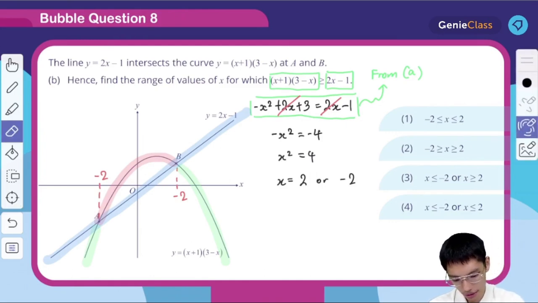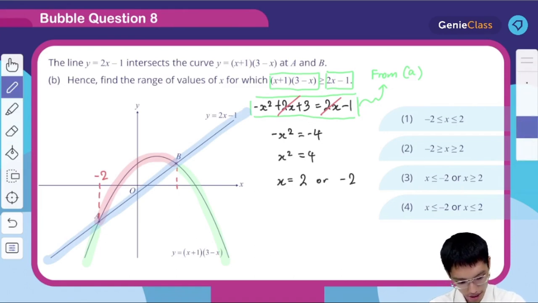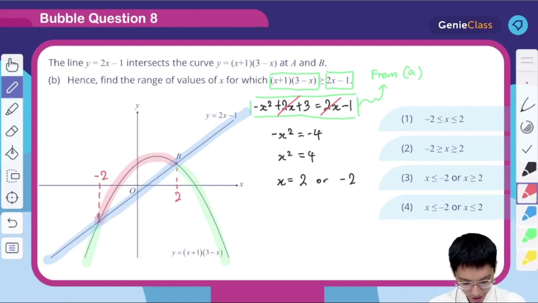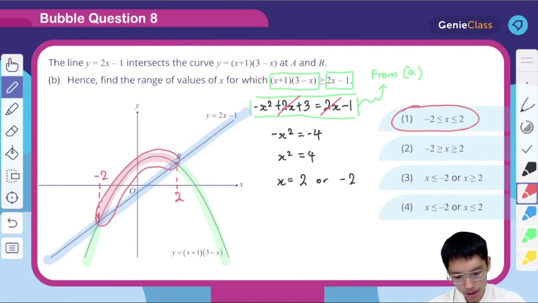Oh, yes. Thank you for the note, Denise. This should be 2. Recently, I have always been writing it wrongly. But yes, I think all of you got it. It's the red one, and henceforth, which satisfies the red one is going to be this one over here. Alright, so that's all the questions for the bubble questions.